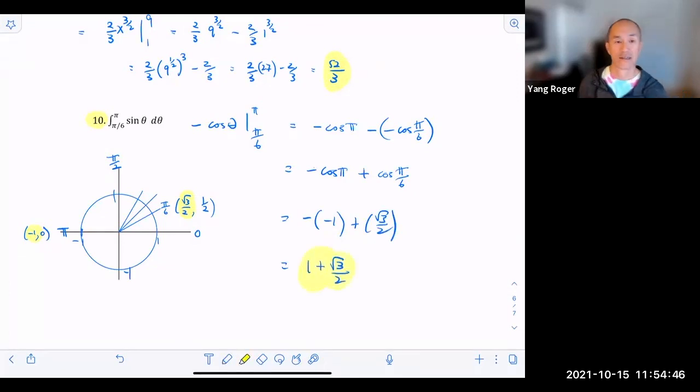Okay. So that's pretty much it for this question. Is there any questions about number 10? Hopefully you got it right. Okay. Cool.